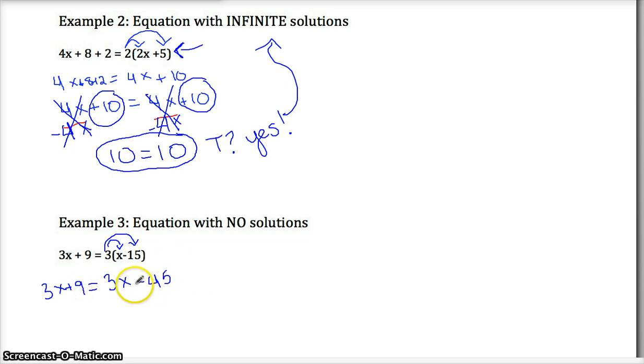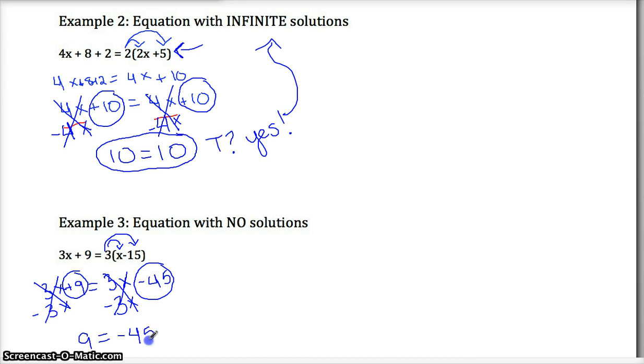And now we need to get the x's to one side. Right now I have x's on both sides of my equal sign. I just need them on one side. So I'm going to choose to subtract this 3x to both sides. 3x take away 3 x's gives me no more x's, and 3 x's take away 3 x's also eliminates the x's on that side. So I'm going to bring down what I have left. I have a 9, my equal sign, and I have a negative 45.